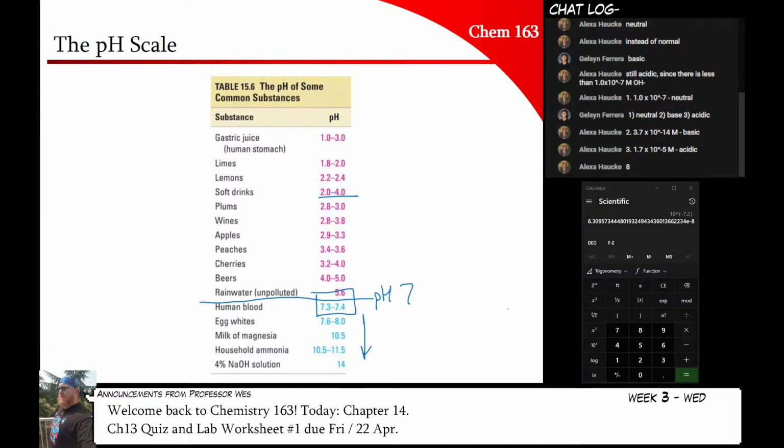Now, we're going to learn in this chapter that there are various methods by which we can protect a pH range, which is very fortunate because otherwise one drop of soft drink would be enough to kill a person if you didn't have a buffer in your body to resist pH changes. But anyway, those are just some pH ranges that are available for various substances.